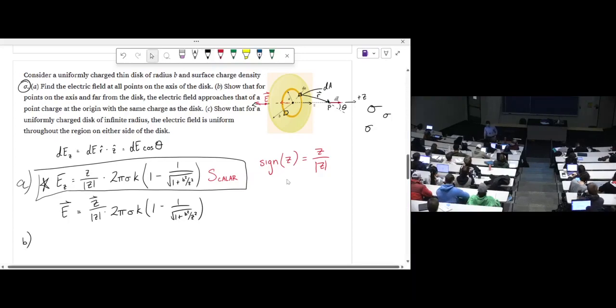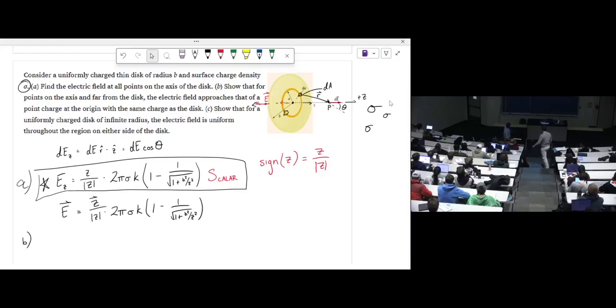If the point P goes very far away from the disk, the field is still finite at this point. But if we're infinitely far away from the disk, how do we show that this approximately becomes the electric field of a point charge? Yeah, you could do the limit of z approaching infinity.